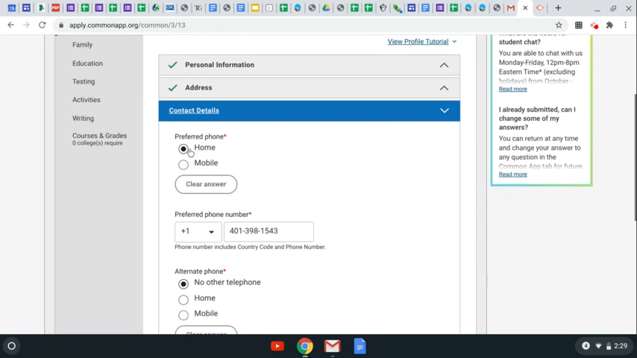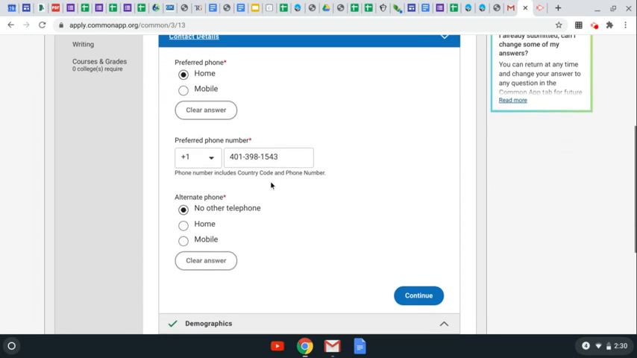Preferred home phone number. I've included my home phone number, which is actually my office number. You could include your home or your cell phone number, whichever you prefer. And then down here, you do have an opportunity to put an alternate number. So if you put your cell phone up here and you'd like your home number down here or no other telephone, it's really up to you. But you do need to answer that question.